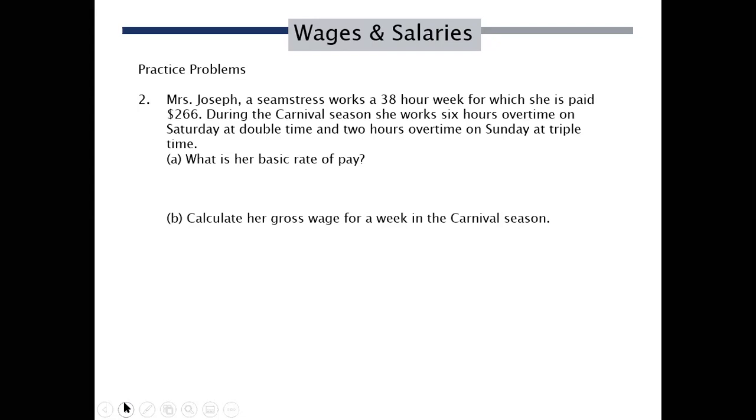Okay, so let's go through this question together. Mrs. Joseph, a seamstress, works a 38-hour week for which she is paid $266. During the carnival season, she works 6 hours overtime on Saturday at double time and 2 hours overtime on Sunday at triple time. And so because they started telling me about double time and triple time, I know that Saturday and Sunday would be considered overtime hours for her.